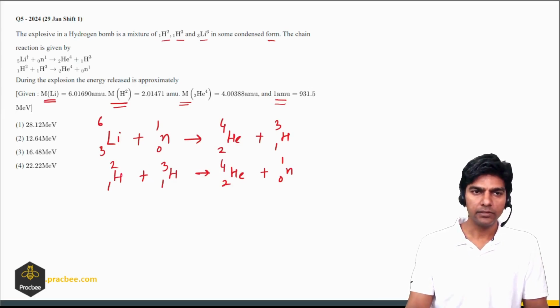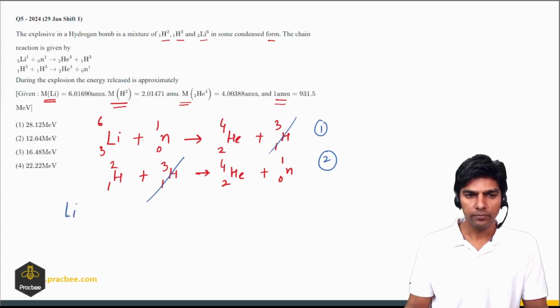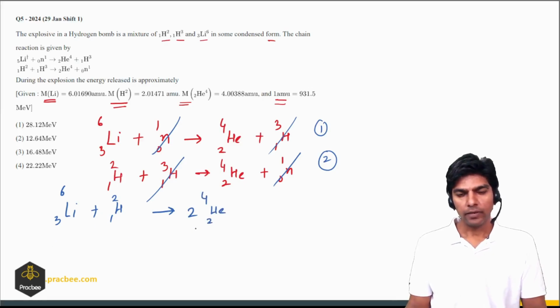So first let us balance this. Since the mass of tritium is not given, we can eliminate it. If this is the first equation and this is the second nuclear reaction, if we add these two reactions, then we can clearly see that the tritium will get cancelled out. So we're left with lithium, then deuterium, and even the neutron will get cancelled out. So the neutron will not come into the picture. So we are left with lithium and deuterium on the left side, and on the right hand side we have two nuclei of helium, right? And we have to find the energy released.